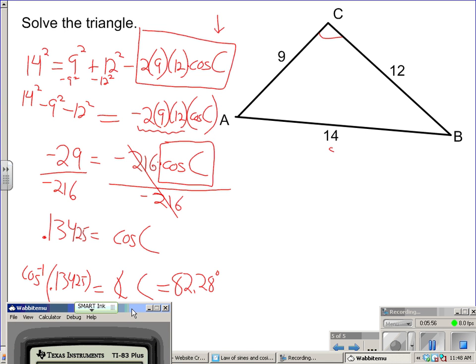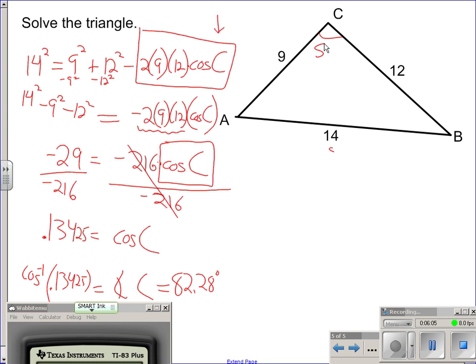In any triangle, you will never have to do law of cosines more than once. The reason is, we know this angle now, 82.28 degrees. Okay, the reason we use law of cosines is because we didn't have enough information to use law of sines. Now that we've found this extra piece of information using law of cosines, now we got enough to use law of sines. Oops, I have to write the word law.